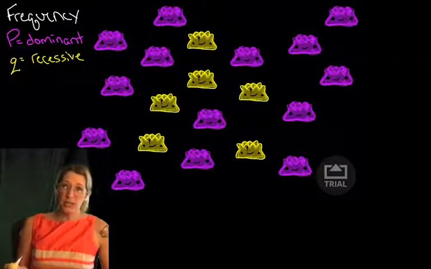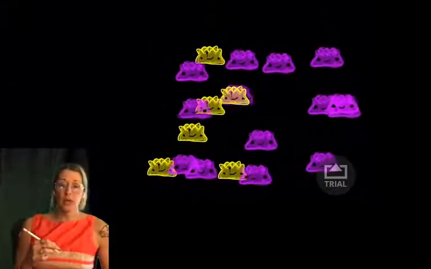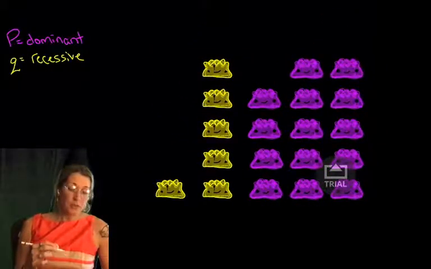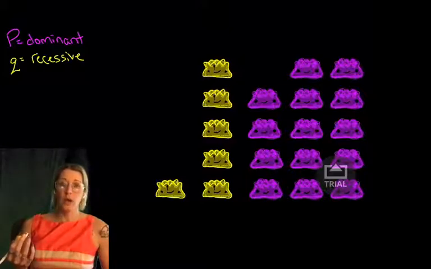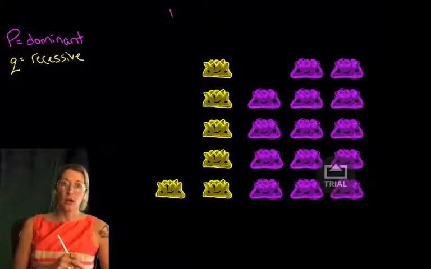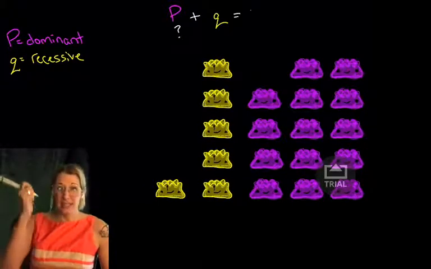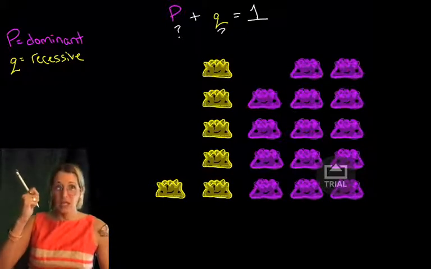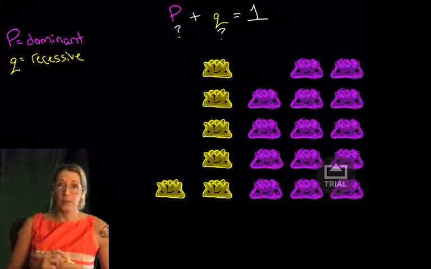What we're going to need to do, as I sort of showed you earlier, is count these guys up. So let's organize them, make that a little bit easier so that we can figure out what our ratios are. We want to figure out our frequency. What's our frequency of P? What's our frequency of Q? That's our question. And sort of a central thing to always keep in your head: P plus Q equals 1.